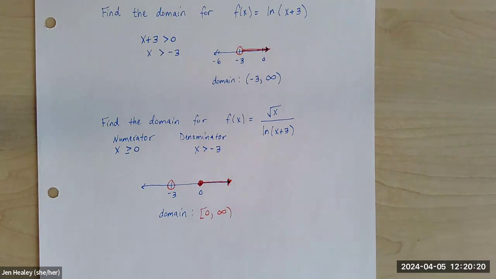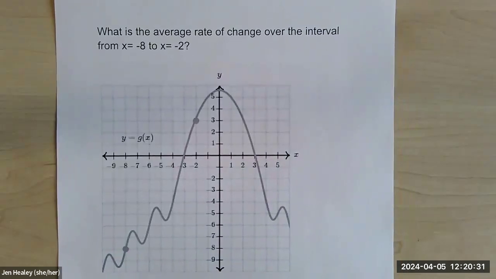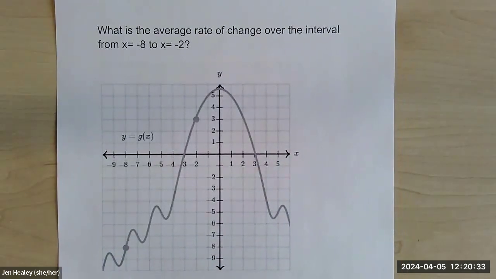And let's switch to average rate of change. So it's a crazy looking graph. It says, what is the average rate of change over the interval from x is equal to -8 to x is equal to -2?